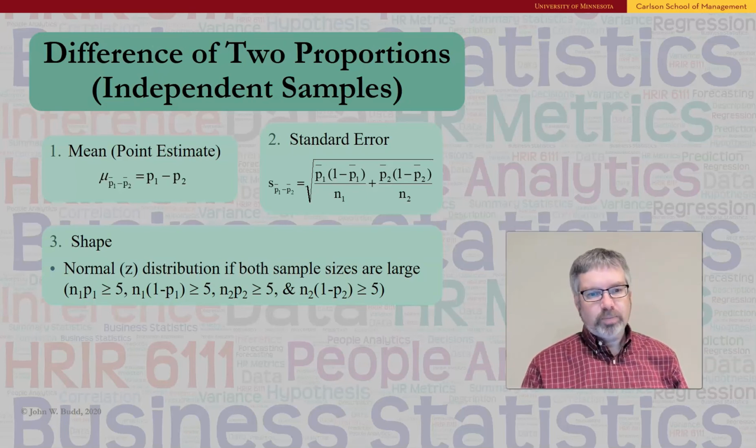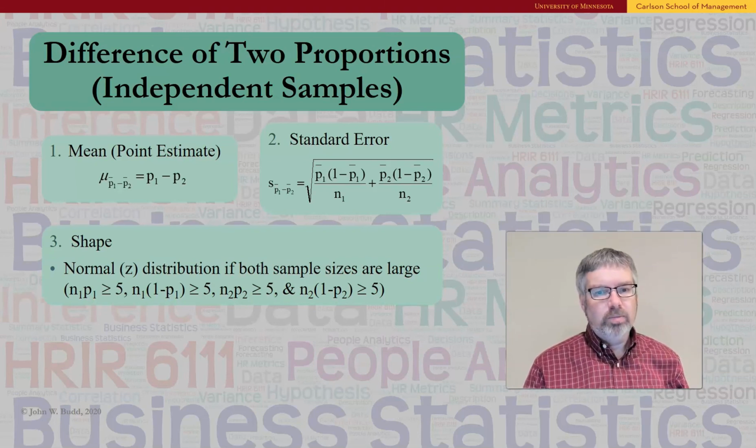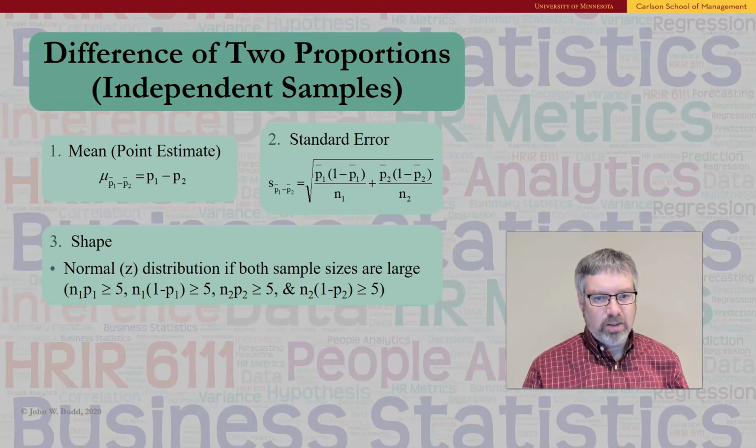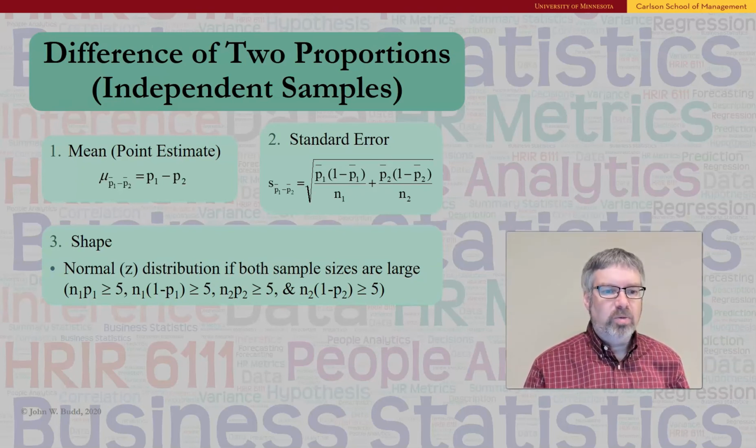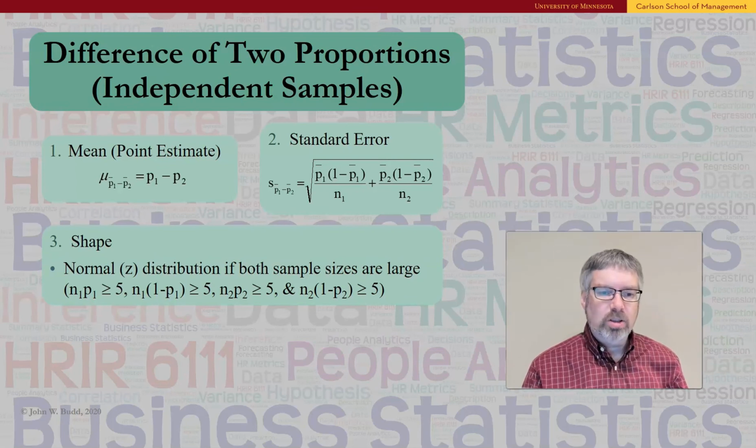How about the shape? Well, similar to the single proportion case, the shape is normal as long as the sample sizes are large. What does it mean for the sample sizes to be large? Well, it means every cell size essentially has to be at least 5. So the number in sample 1 that is in the category represented by whatever your proportion is measuring has to be at least 5, and the number in the other category, not captured by the proportion, also has to be at least 5. And the same thing has to be true in the other sample as well.